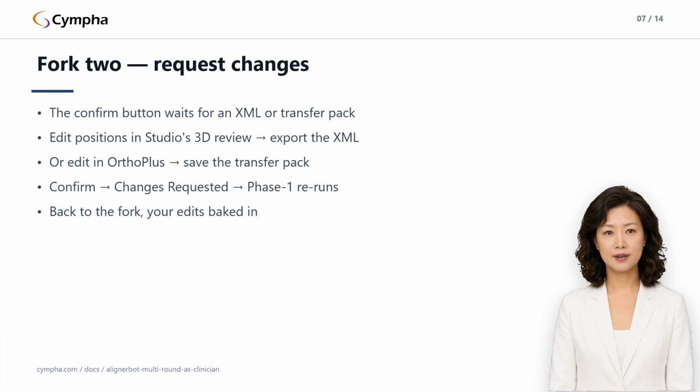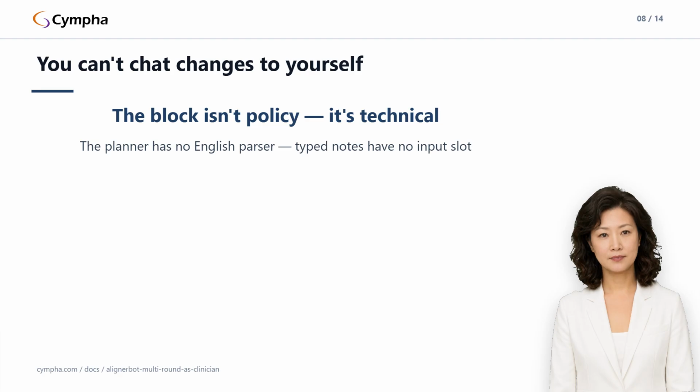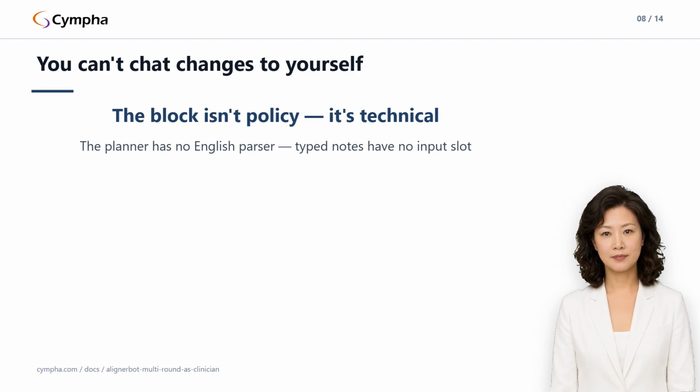Zoom out, and the whole case is just 2 gates. The plan gate after Phase 1 and the appliance gate after Phase 2 both have to be approved for the case to deliver, and either can be cycled independently. You can refine Phase 1 3 times, approve, and then ship Phase 2 on the first try, or approve Phase 1 cleanly and refine Phase 2 twice. Both patterns are normal, and the structured artifact rule applies at both gates. A change request on the appliance review needs an XML or transfer pack, just like the plan review does.